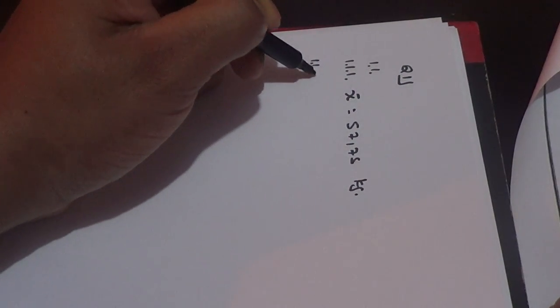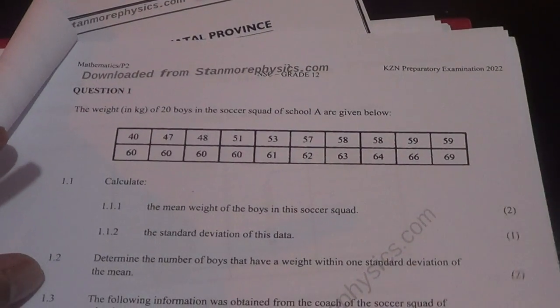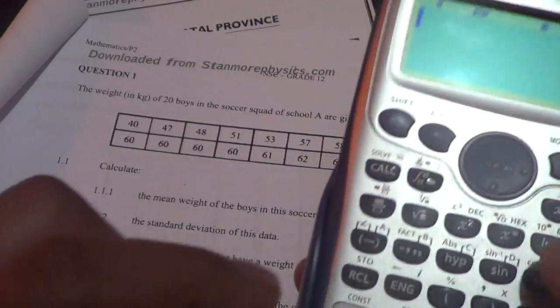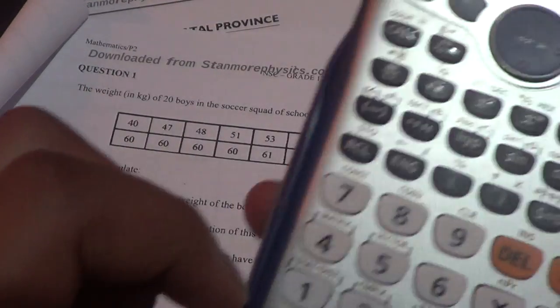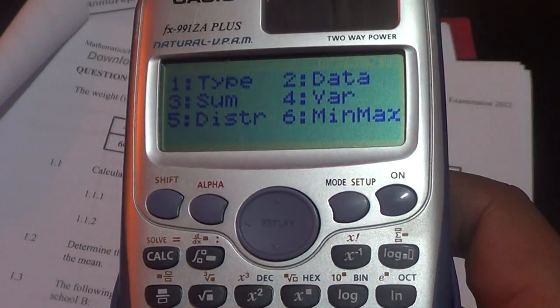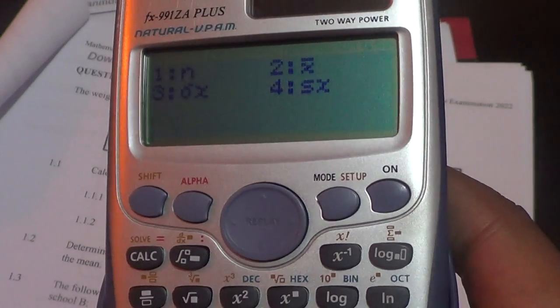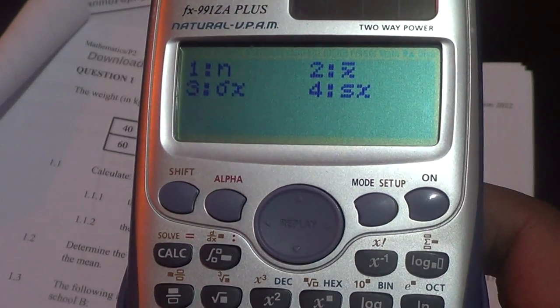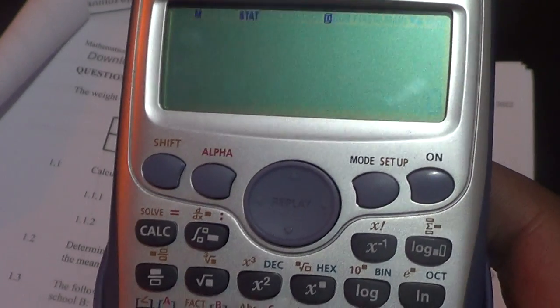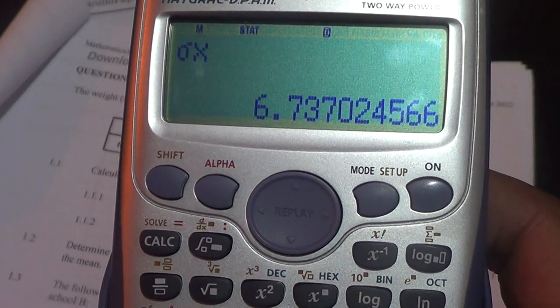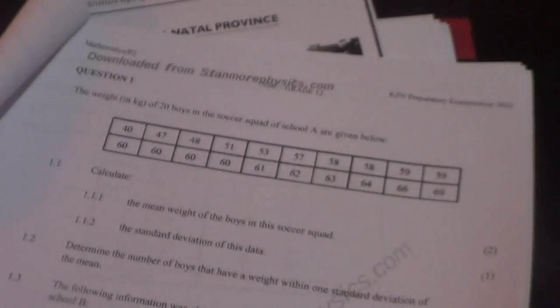Now, that is the most important thing that we need to do. The next one, what do they want? They want the standard deviation of the data. Luckily, we set things up nicely, it's just a tedious procedure to keep rocking back and forth, and then we hit that one. Standard deviation is option 3. So we hit that, and it says it's 6.74 to 2 decimal places.